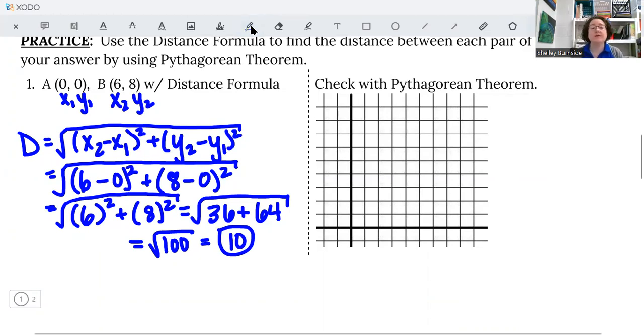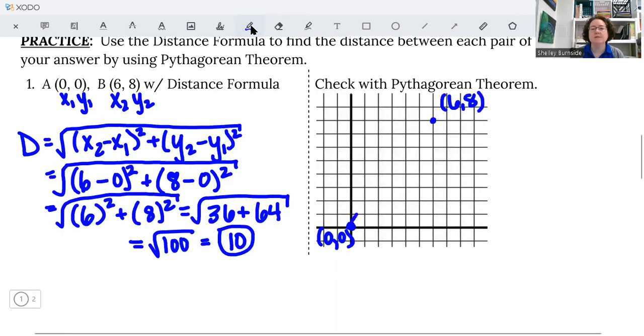So let's real quick check that with Pythagorean theorem over on the side. So we had our 2 points, 0, 0 and 6, 8. So 1, 2, 3, 4, 5, 6, and then up 8, 1, 2, 3, 4, 5, 6, 7, 8. Let me just double check. 2, 4, 6, 8. There we go. So we have our point 0, 0. We have our point 6, 8.